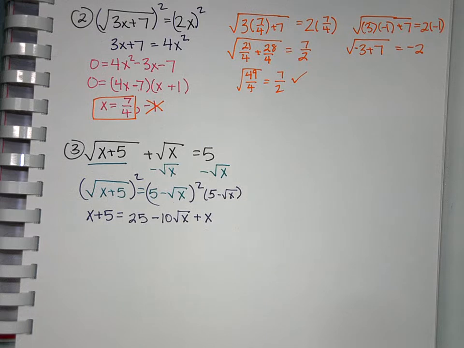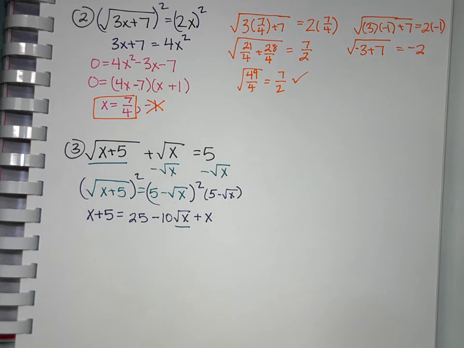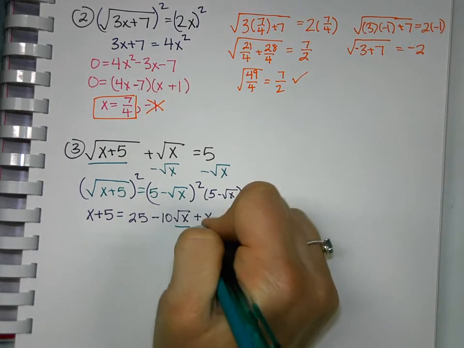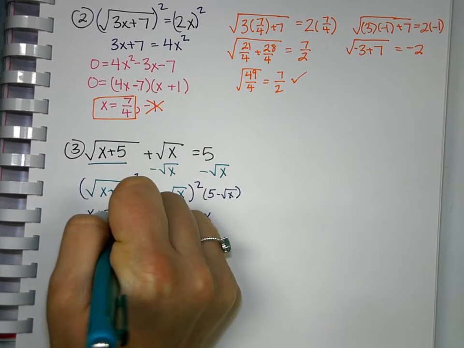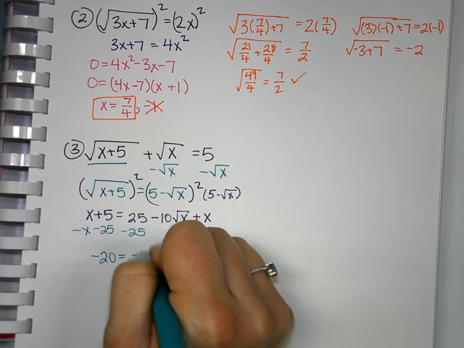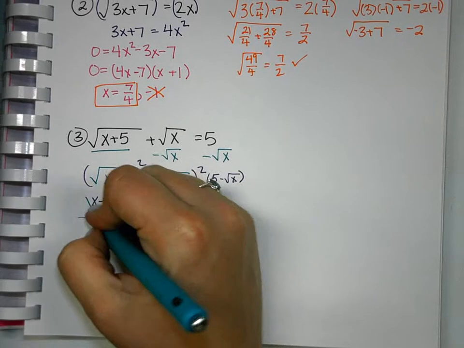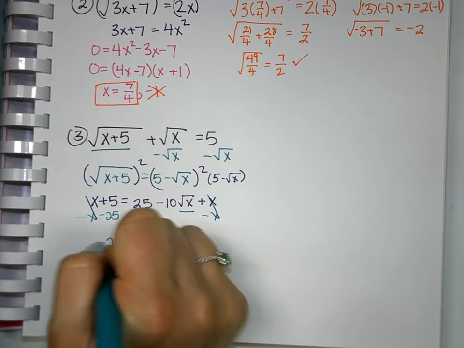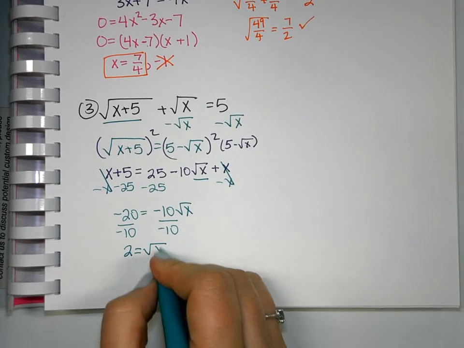So now I notice I got rid of one of my square roots, but I still have one. So we're going to go through this process again before solving. So I'm going to re-isolate my radical. So here I'm going to isolate the square root of x. To do that, I'm going to subtract x from both sides. I'm also going to subtract 25 from both sides. So when I do that, I end up with negative 20 equals negative 10 root x. So my x's ended up canceling each other out. To finish isolating, I'm going to divide both sides by negative 10. So I end up with 2 equals the square root of x.